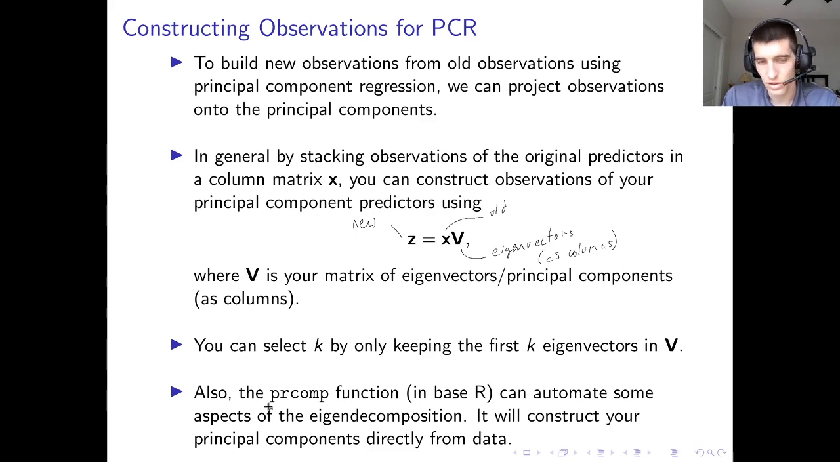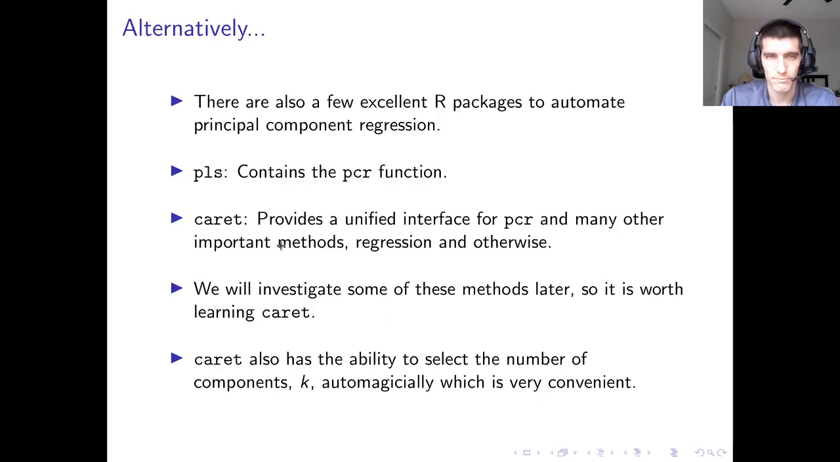Another way to do this is using the prcomp function. This is not in a package, this is just in base R. It will construct your principal components directly from your data. It would do this projection for you. I don't think that it's necessarily easier than just doing this matrix multiplication once you understand what's going on, but it's built in if you choose. Doing it manually once or twice helps us cement what's going on. Once you've done it manually a few times, I encourage you to use pre-built tools.